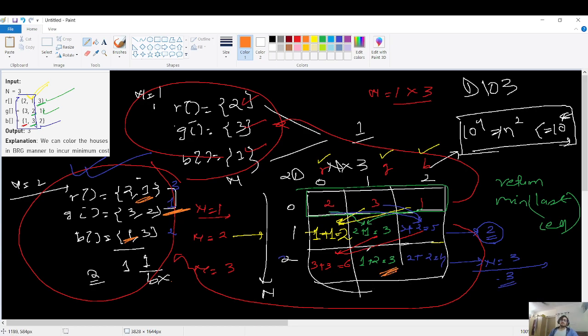So that is it. This dry run which I just showcased, I need to code it. So what will be my first steps? Let's decide the steps. This is my first step: I need to make a DP array of n cross 3, right?